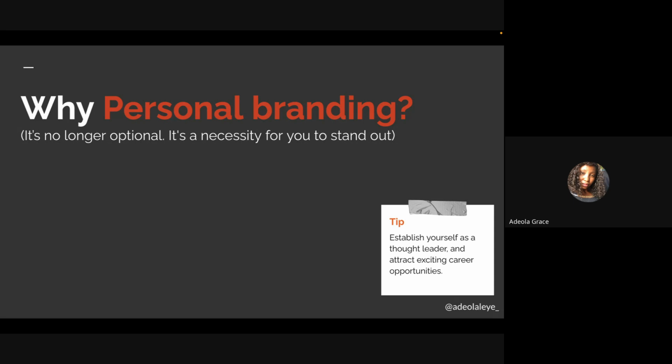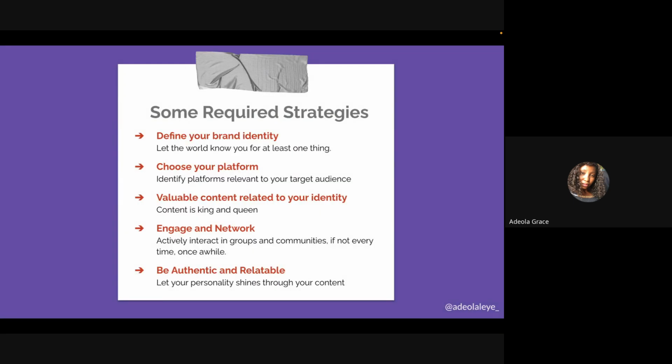A tip: establish yourself as a thought leader and attract exciting career opportunities. So if you have something that makes you stand out, something that makes people know, yes, this person exists, then definitely it can attract some career opportunities to you. So a required strategy is to define your brand identity. Let the world know you for at least one thing. You don't have to be everything. Just be one thing and be good at it.